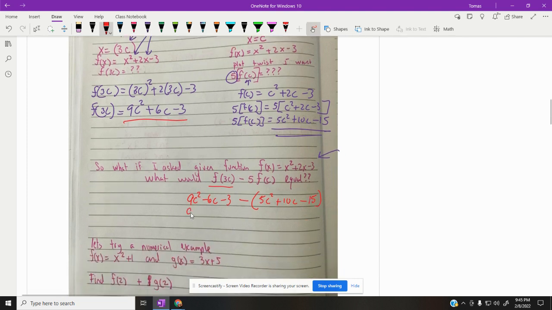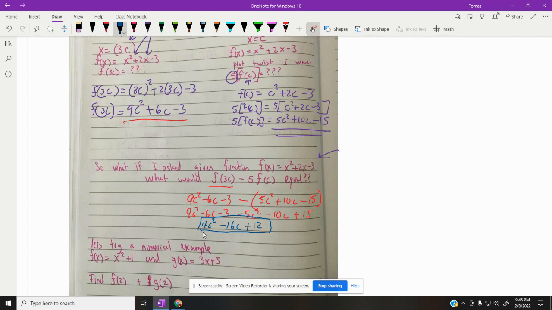What happens here is I just flip the sign. This positive becomes a negative, this positive becomes a negative, and this negative becomes a positive. Now all I have to do is combine like terms. So 9c squared minus 5c squared gives us 4c squared. Negative 6c minus 10c is negative 16c. Negative 3 plus 15 gives us 12. And that is our answer.